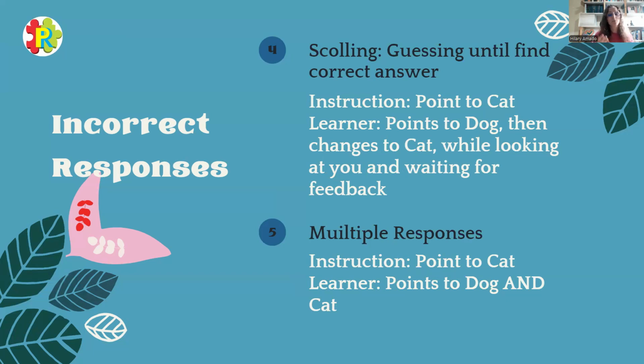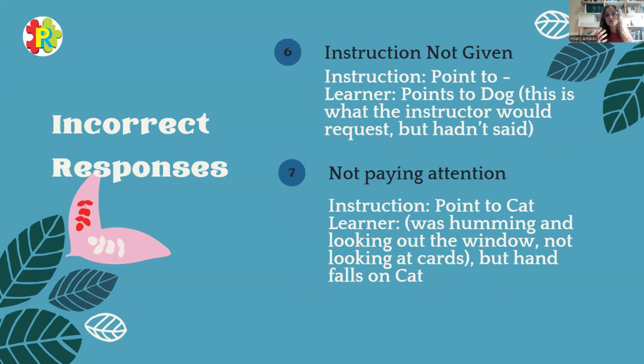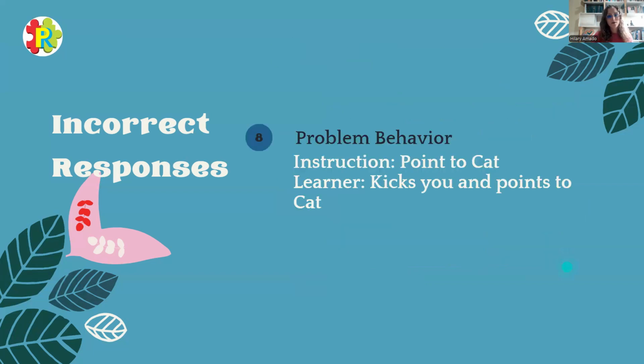Also, if the learner gives multiple responses, you ask them point to cat, they point to dog and cat at the same time. If the instruction is not given, you say point to, and they point to dog, and you were going to ask for dog, but you hadn't said that yet. Sorry, but that is incorrect. If the learner is not paying attention, you say point to cat, they're humming, looking out the window, and by chance they point to that cat, that would be incorrect. Also, if the learner displays problem behavior in the place of a response, you say point to cat, they kick you, and then they point to cat, that would be incorrect.